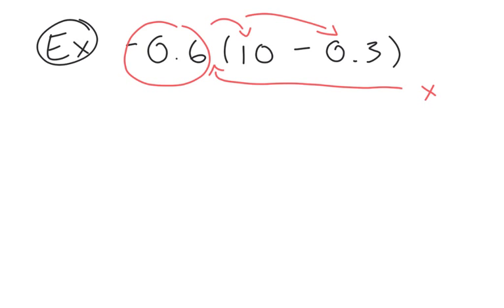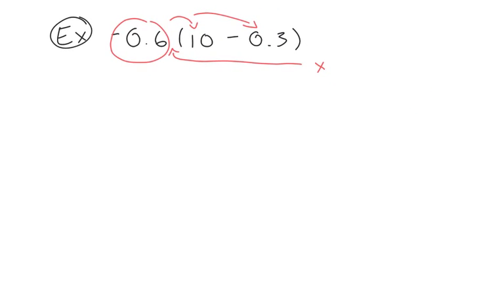Let's make some space for ourselves. I'm just going to scroll out, and we're going to do the work on the side. The first two numbers we're going to look at are negative 0.6 multiplied by 10. 0.6 times 10 is 6.